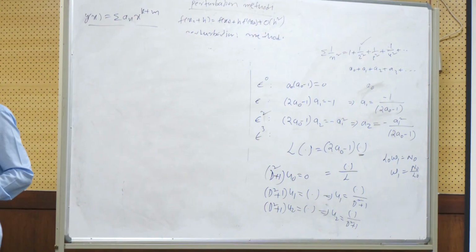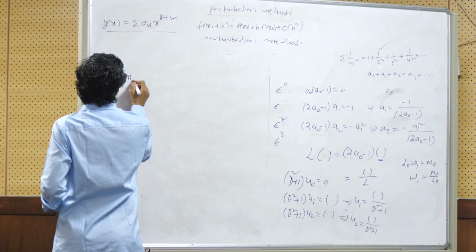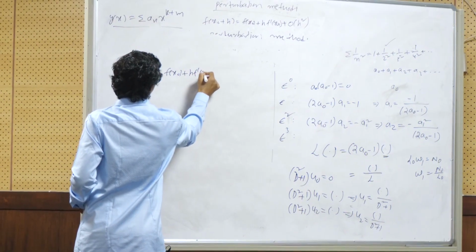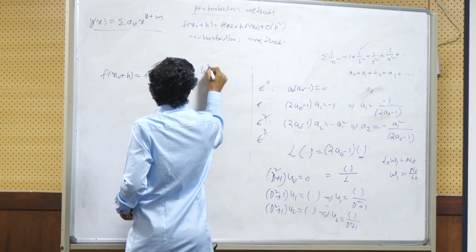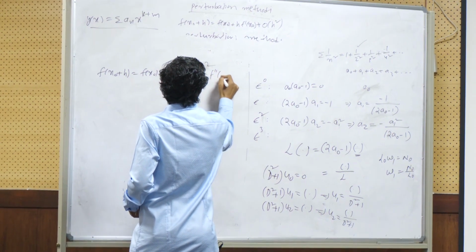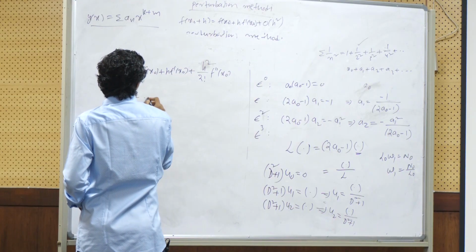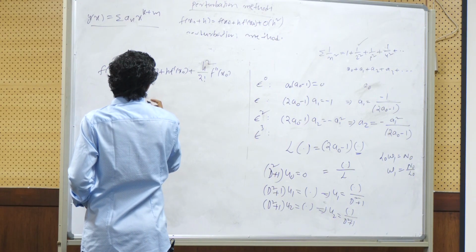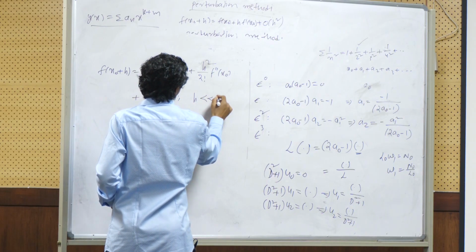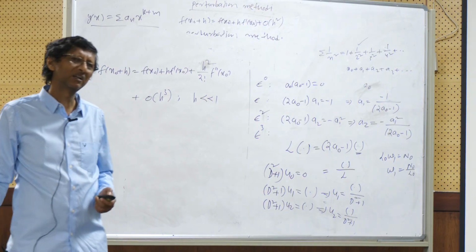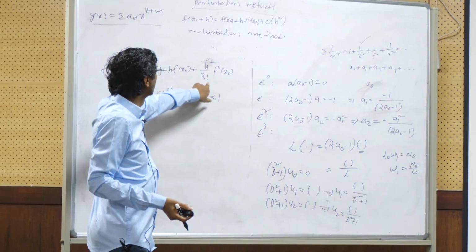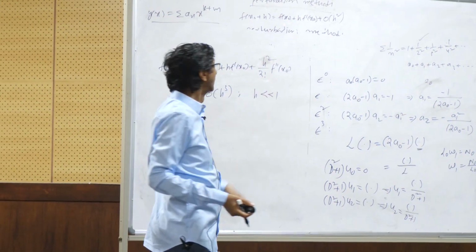So here we say f of x naught plus h, where h is small, equals f of x naught plus h f dash x naught plus h square by 2 factorial f double dash x naught, and so on. Otherwise we write this as order of h power 3, where h is small, say less than 1. This is the dominant term and the other terms we can call correction terms.